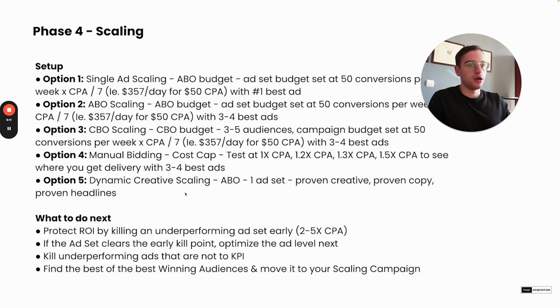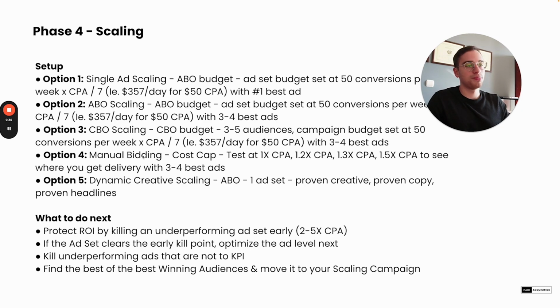So, option 1, single ad scaling. We basically scale what's proven in phase 2 in phase 4, at a higher budget. Option 2, ABO scaling, the most consistent out of all setups, hands down. Option 3, CBO. It just requires a low budget and a few winning audiences to get this right, because it basically needs a lot more to get out of the learning phase.